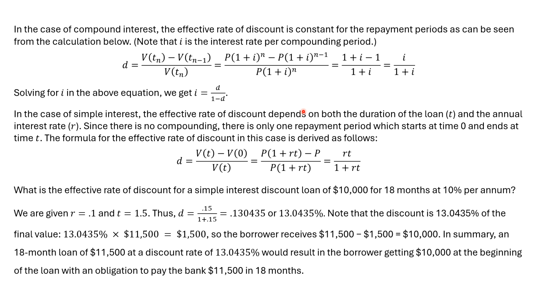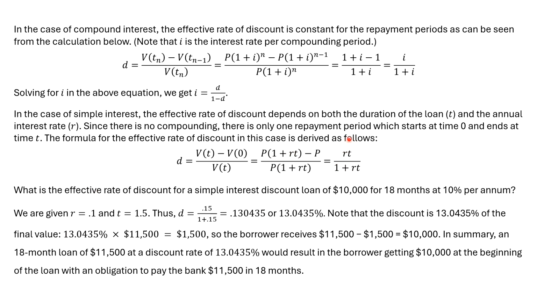The formula for effective rate of discount in this case is as follows. So this is the amount, the principal. This is the amount of simple interest plus the principal at the end of time t. Then you divide by that. And then you notice this, when you multiply this out, you get P plus PRT. But the P's cancel out, and then you can also divide by P here. And then you get this expression here.